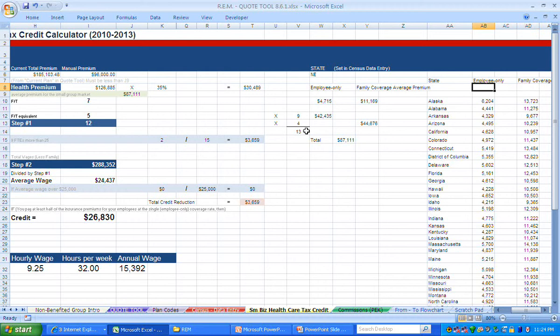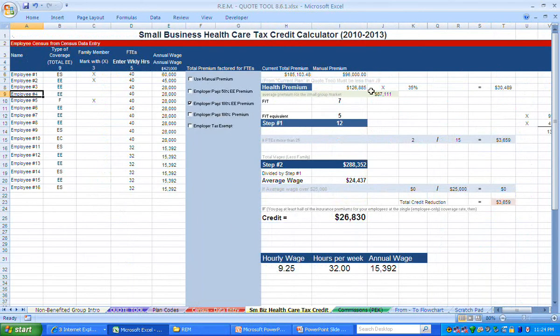So $87,111 is what they come up with. That number factors in here, and the smaller of the two is what's going to be usable for this particular credit. So 35% of $87,111 is $30,000. That flows through. We have more than 10 employees, so there's 2 more. 2 over 15 divided by the 30,000 is $3,659.